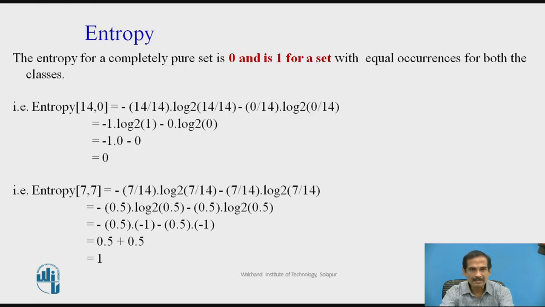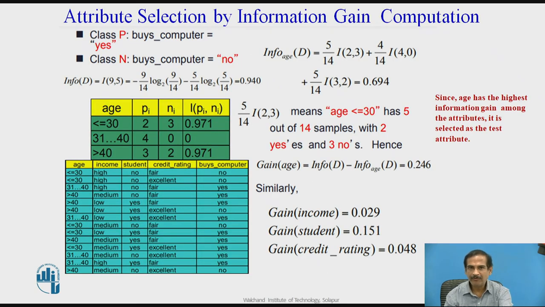If both the classes are considered, we see that the entropy for a completely pure set is 0, and it is 1 for a set with equal occurrences. Like if all the samples were in the first set and no samples from the second set, so 14 samples from the first set and 0 samples from the second set, then we get an entropy of 0 here. And if equal samples are taken from two sets, the entropy is 1.